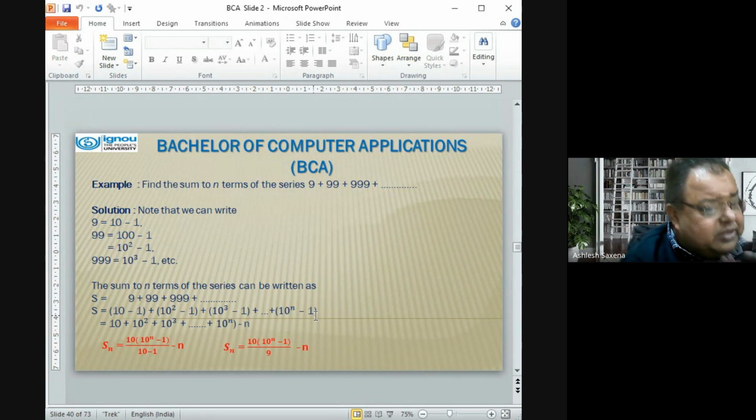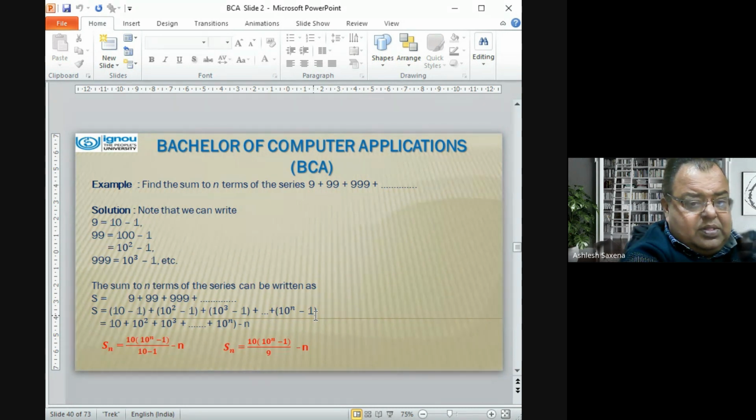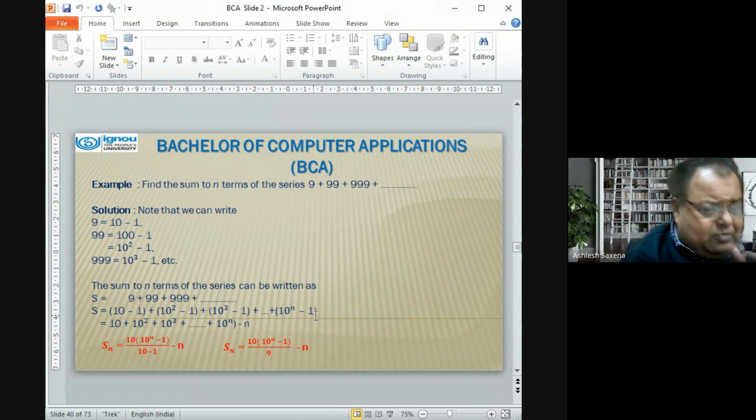Your R is greater than 1, so you have to use the formula of R to the n minus 1 upon R minus 1. Substitute the formula, your A is 10, 10 into 10 to the n minus 1 upon 10 minus 1, minus n. Don't forget that n. Simplify it, you will get this answer. Now the question arises, whether we have calculated this correctly or not. Can any one of you let me know, is this a correct answer or not?